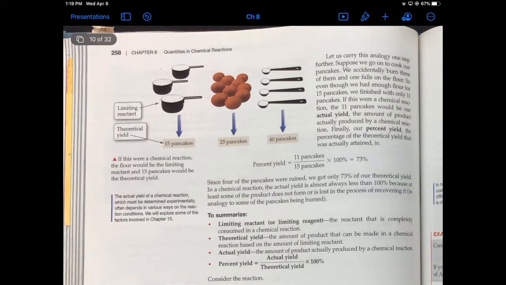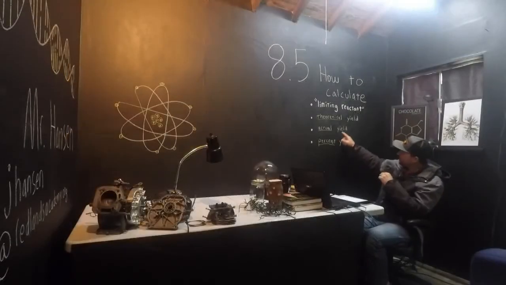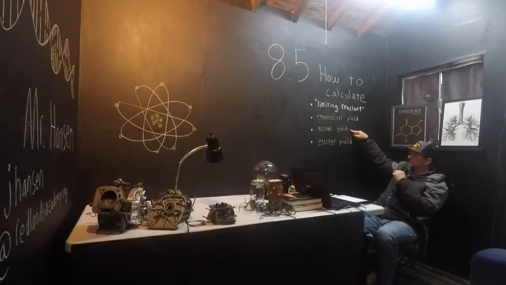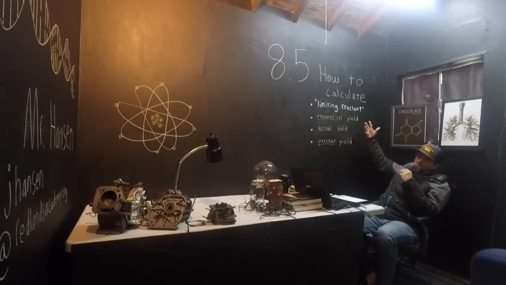And you burned 3, and you dropped 1. And so you really only made 11 pancakes. And so 11 pancakes would be your actual yield. And that's calculated experimentally. You got to do the work, do an experiment, do the cooking, do the mixing, make the chemical reaction occur, and then you got to measure.